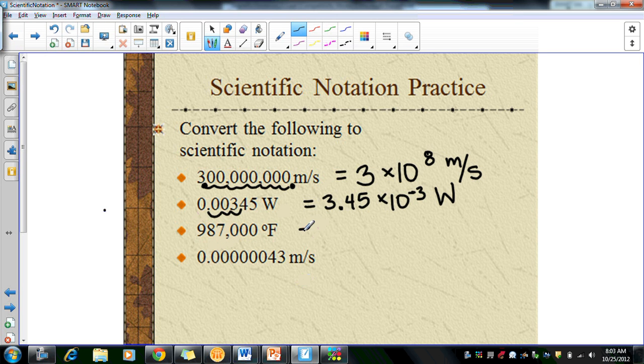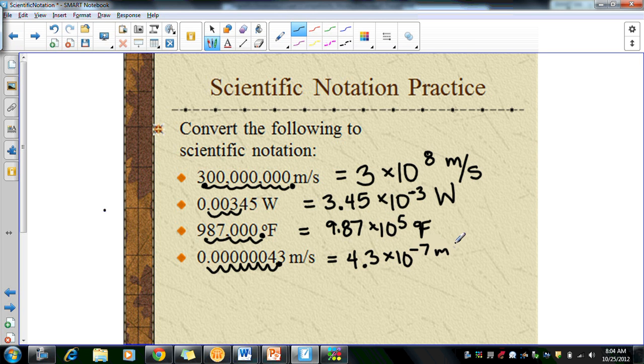987,000 degrees Fahrenheit. We have an implied decimal spot here. We're going to go 1, 2, 3, 4, 5, and have 9.87 times 10 to the positive 5 degrees Fahrenheit. And then lastly, here's our decimal spot. 1, 2, 3, 4, 5, 6, 7. So 4.3 times 10 to the negative 7 meters per second.